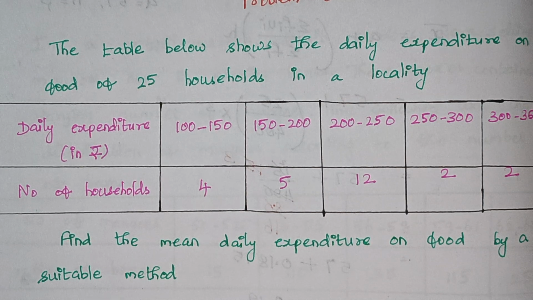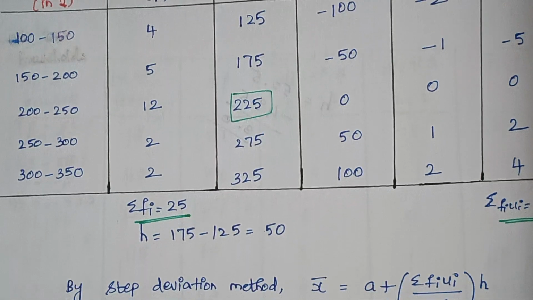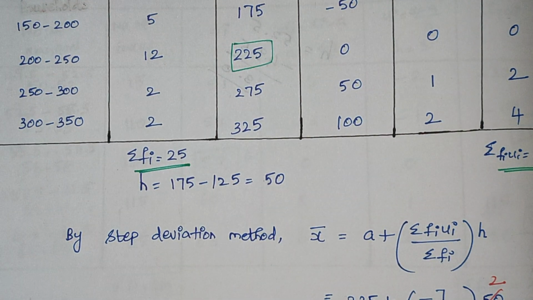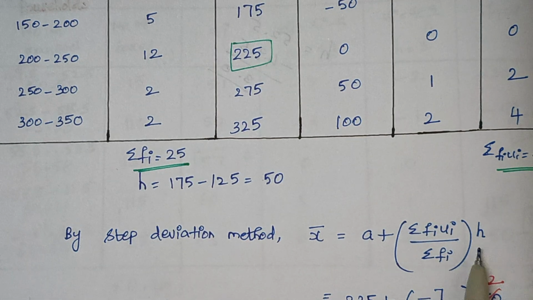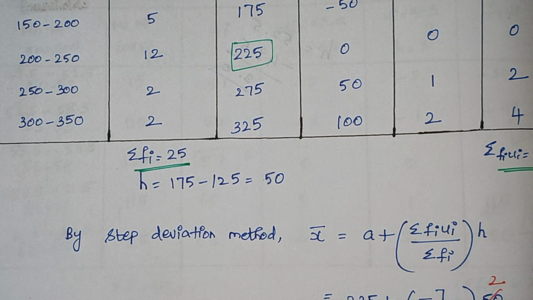As we all know, first we write down the formula for the step deviation method. You see here, this is the formula. x bar is equal to a plus summation of fi ui divided by summation of fi, into h. Based on these values, we can frame the table.